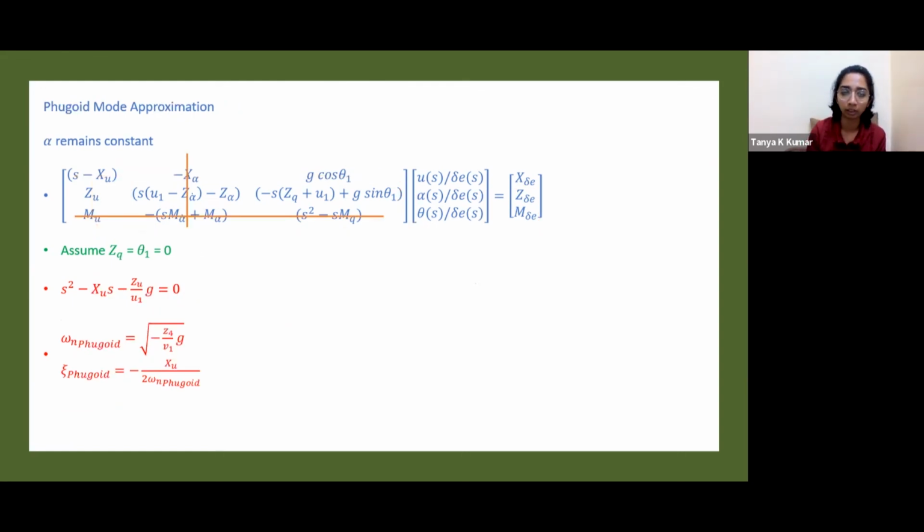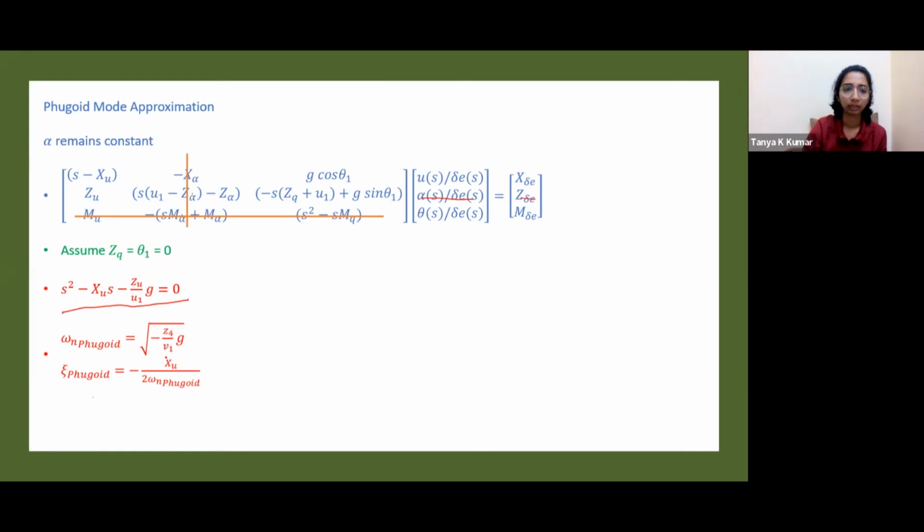Similarly, we do for phugoid mode or the long period mode. Here we assume that when your aircraft is subject to a perturbation, it slowly oscillates and comes back to equilibrium. But during the oscillation, we assume the alpha to be constant, which is not really true, but it's a fairly good approximation. So in this case, we neglect these crossed out columns and rows, and you get again a 2 cross 2 matrix. You don't have alpha dot, you don't have this one. The same assumptions are made here: ZQ and theta 1 are 0. When you make these assumptions and solve it, you get this as your final characteristic equation. Again, equating it to the typical second order system, you get the natural frequency and damping for phugoid mode as these two.